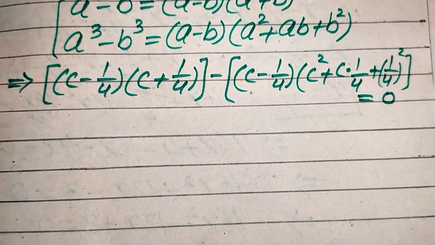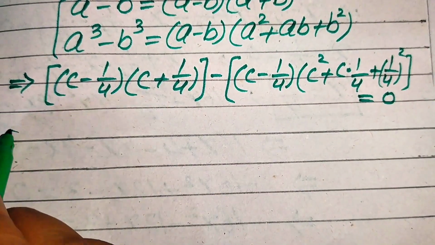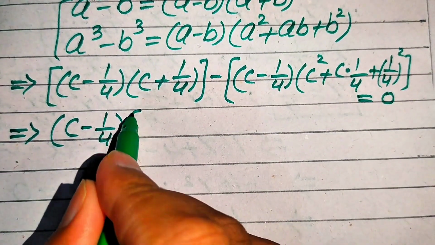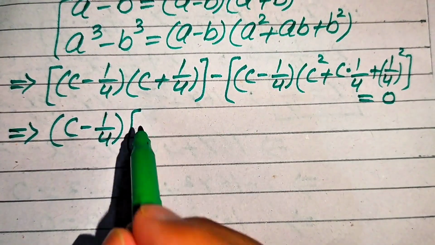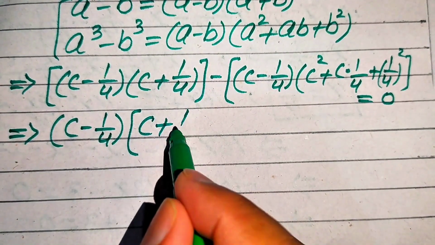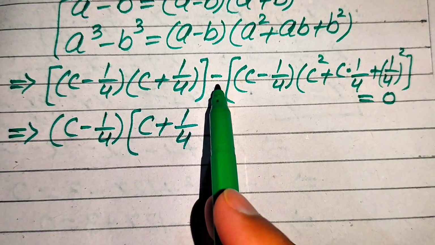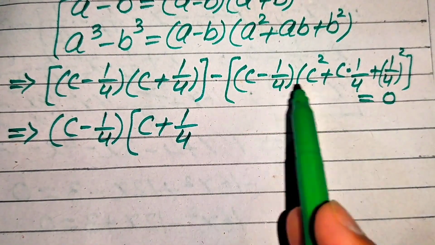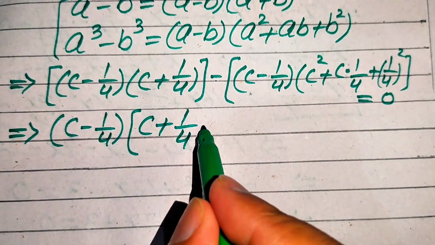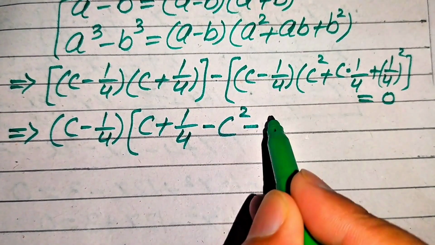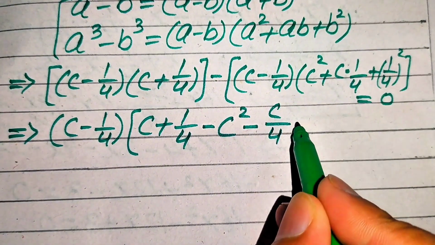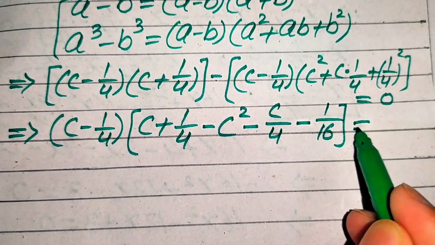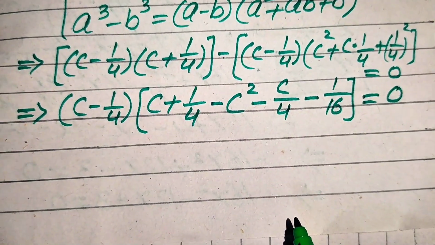And now in the next step you see that on both of these terms we have c minus 1 over 4 as the common factor, so we take common c minus 1 over 4, and the remaining values are c plus 1 over 4, and here we multiply this negative sign on each of these values. After multiplying, it will be written as minus c square minus c over 4, and minus 1 over 4 square, which equals 1 over 16, and this whole equation equals 0.